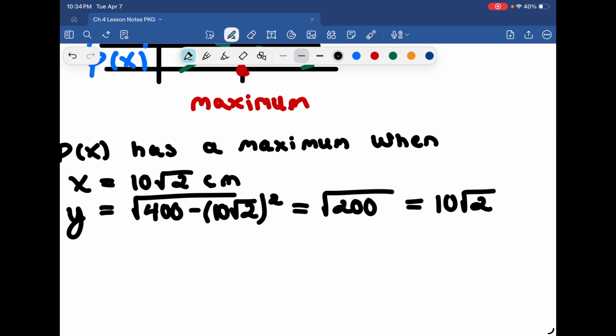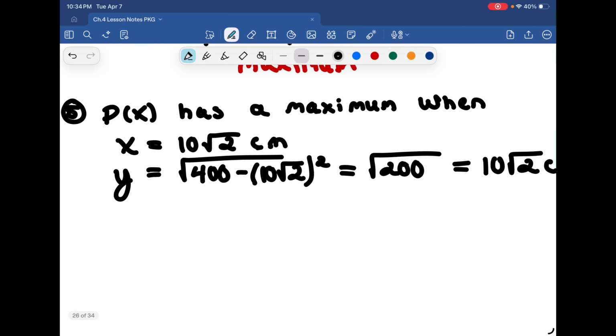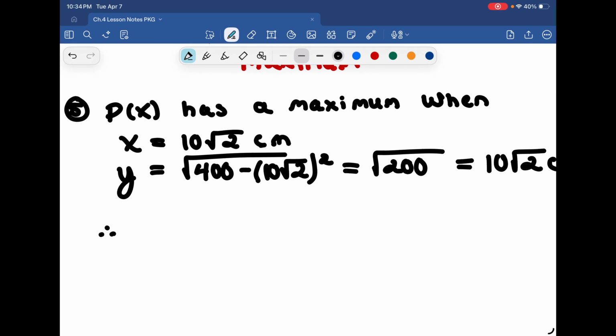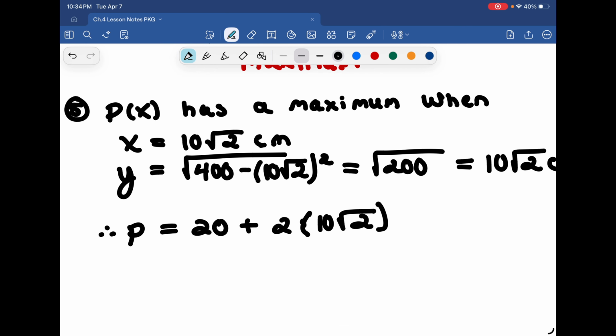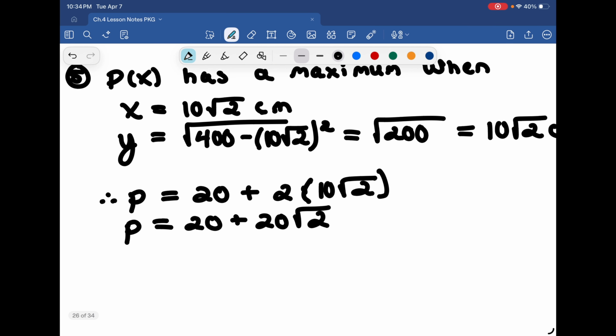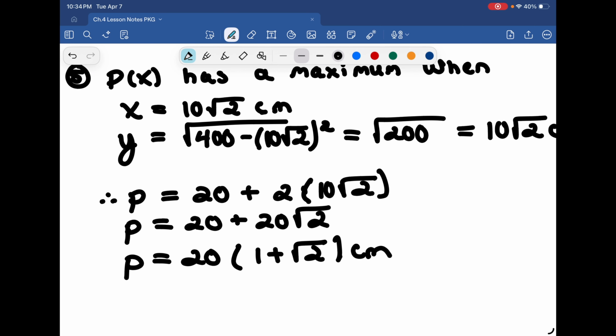Hey, look at that. We're getting the x and y that are the same thing again. And then, therefore, the perimeter is equal to the 20, which is the hypotenuse, plus 2 times this 10 root 2, because we have 2 of them. And if I realize that this becomes a perimeter equal to 20 plus 20 root 2, I can factor out the 20 and write this as 20 times the bracket 1 plus root 2, and this is centimeters.